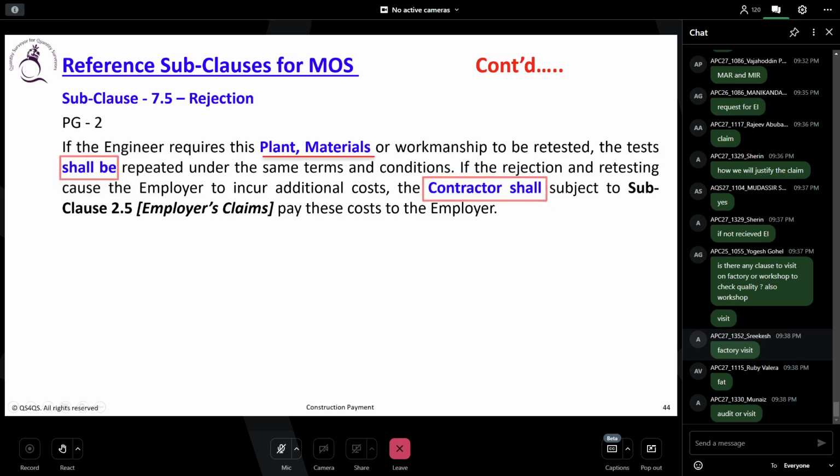So it's all about rejection. Sometimes they can reject. Okay. And you will be getting the employer claim if the material does not meet the objective.